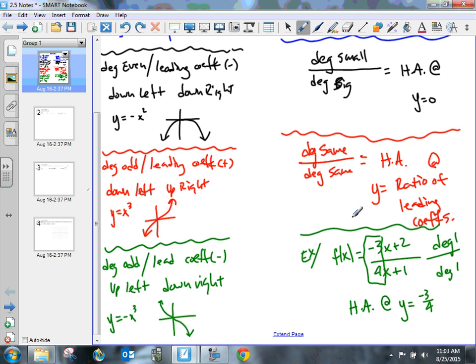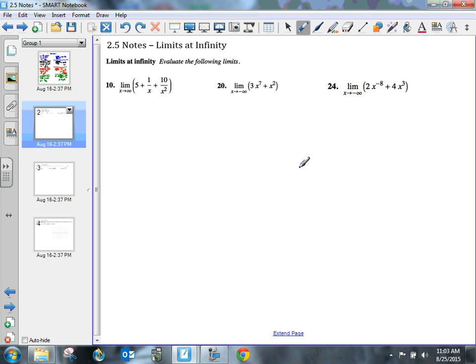Okay. So let's move on to problems 10, 20, and 24. And these are limits as x approaches infinity. On number 10, the function is 5 plus 1 over x plus 10 over x squared.